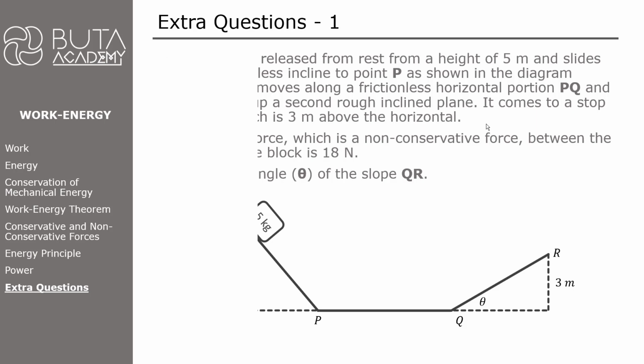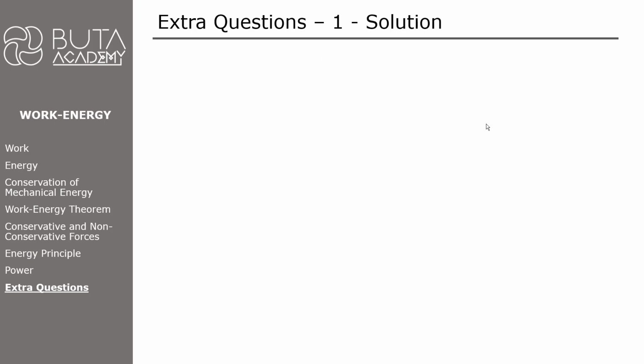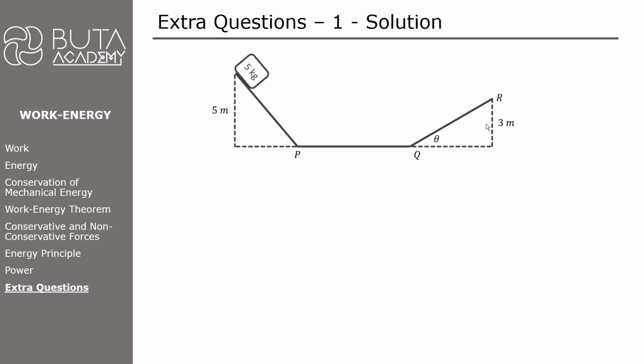Let's move to a new page to have some space for the solution and redraw the diagram. As we have already seen in the previous topics, to calculate an angle, we generally use the inverse of a trigonometric function like sine, cosine, or tangent. To be able to do it, we need a minimum of two sides to be known. We already know the height of incline QR. It is 3 meters. The other side which we can calculate is the length of the incline, in other words, the displacement of the block between the points Q and R.